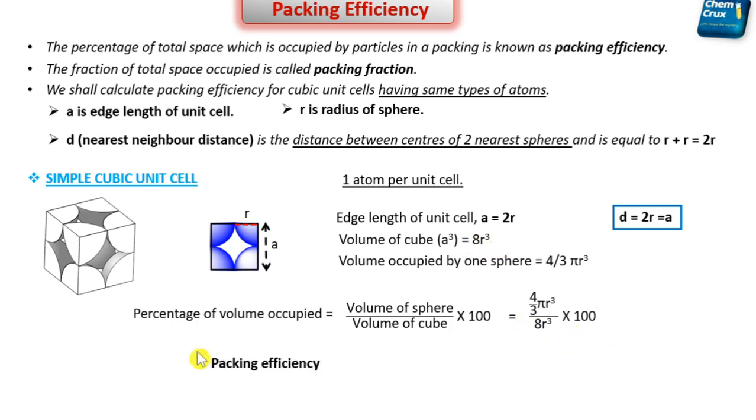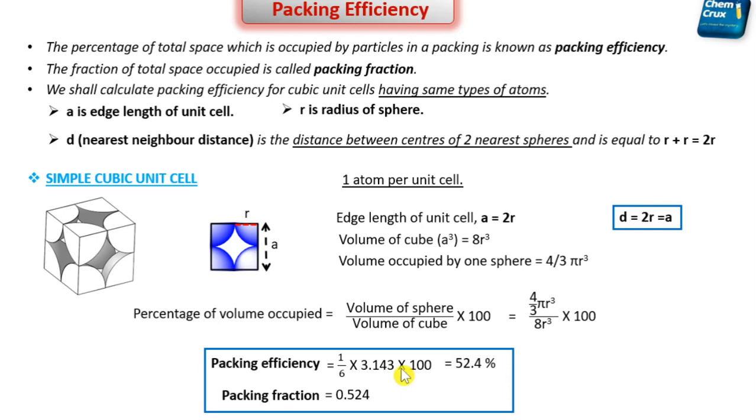So percentage of volume occupied is actually packing efficiency, and on calculation of this value we will get packing efficiency as 52.4%, and in terms of fraction it will be equal to 0.524. So these are the values of packing efficiency and packing fraction for simple cubic unit cell.